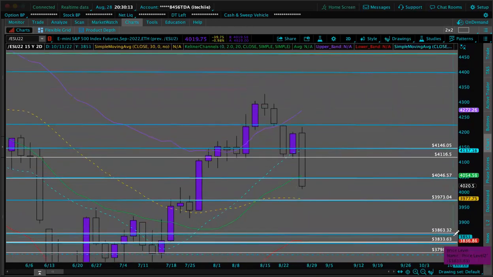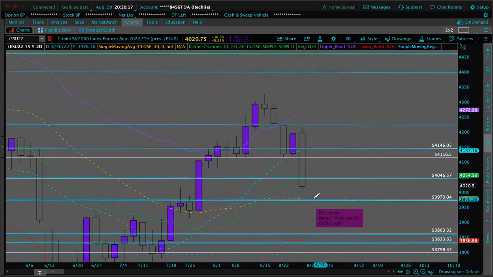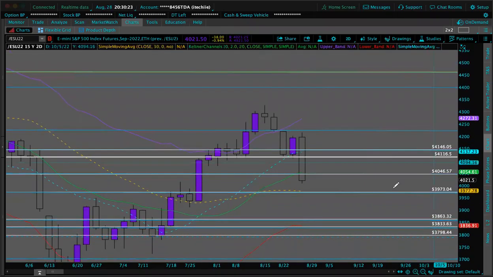If we do gap down all the way to 39.73 tonight, I would take some 40.40 Wednesday calls as well. Just because.